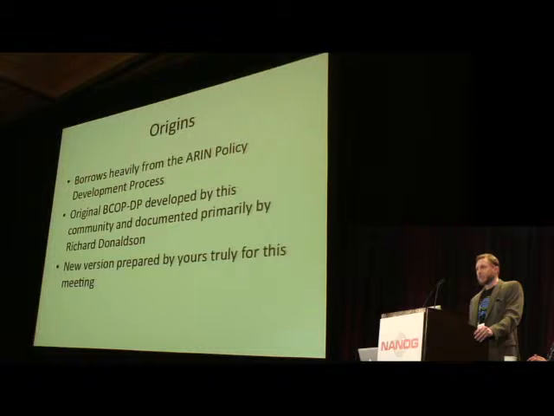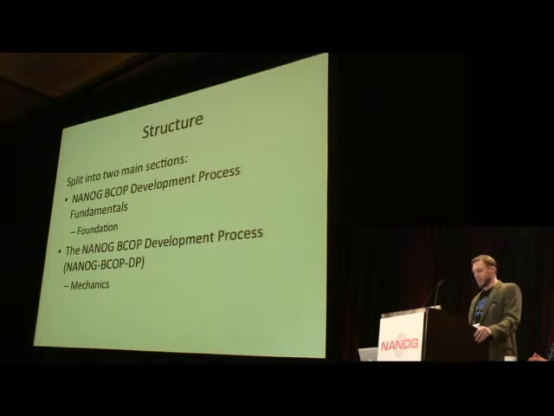The development process itself borrows heavily from the ARIN policy development process, because that seems to work fairly well with community input and community feedback as an ongoing process for keeping a living document current and working. Previous to this, as Aaron said, this has been going on for a number of years now, and we created a development process that this is basically a revised version of. The way it's structured is in two pieces: development process fundamentals, kind of the foundation for a Nanog BCOP working group, a common set of ideals and goals, and then the actual process itself.